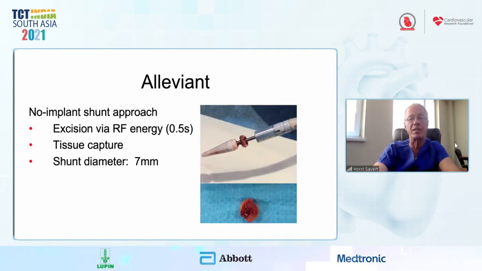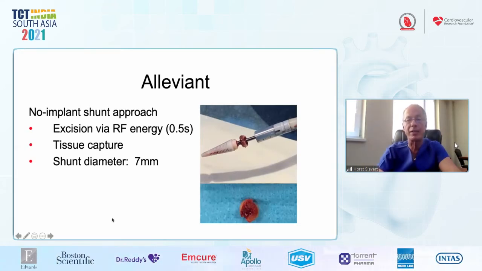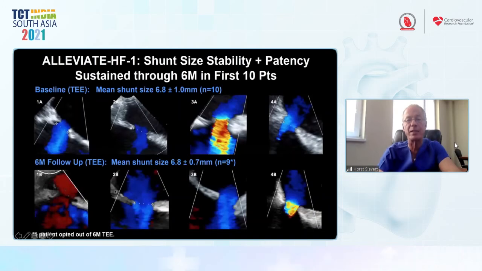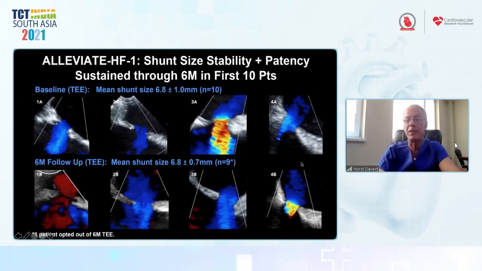The Corvia is the other cutting device, which actually uses radiofrequency to cut out a piece of tissue. It creates a shunt diameter of 7 millimeters. These are images from the 6-month follow-up, the first-in-human trial, and you can see that the diameter of these defects remains constant over time.